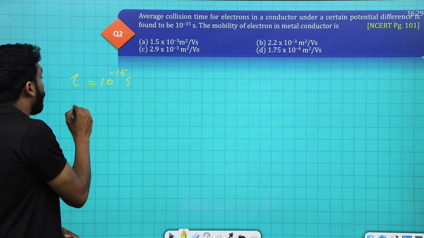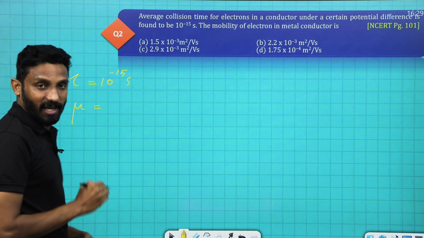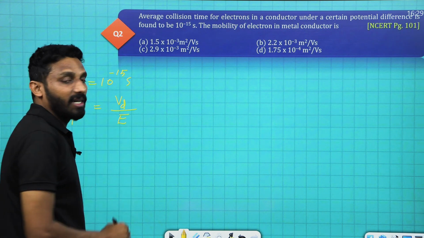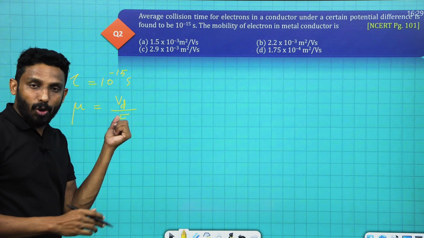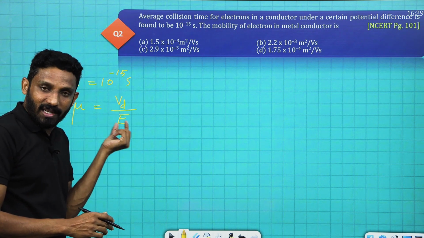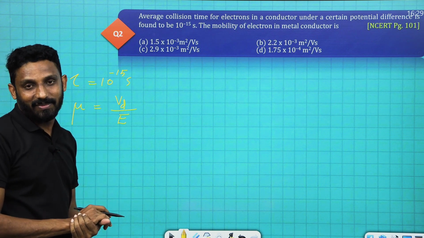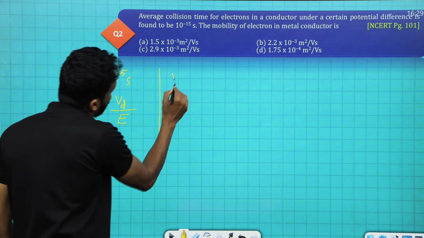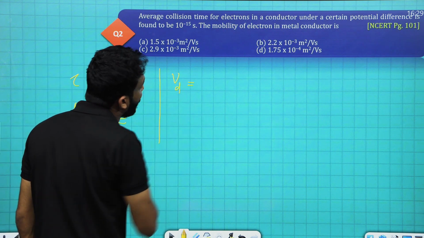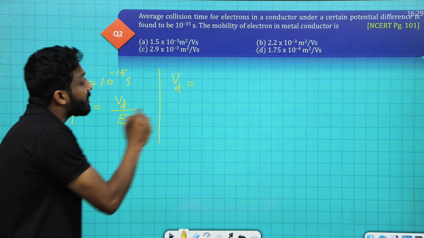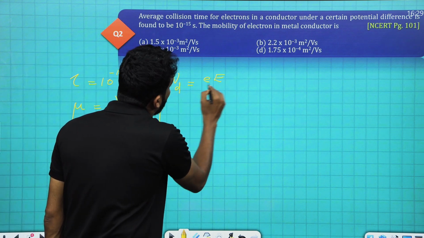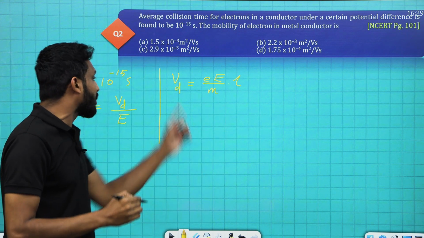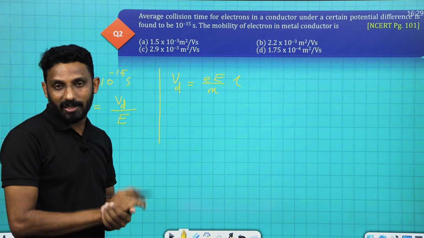Mobility, you know, mu, is defined as the drift speed v_d divided by the value of electric field intensity in the conductor. The ratio of drift speed to the electric field intensity is called mobility. Now we have the equation of drift speed: drift speed v_d is equal to E by m into tau. This is a basic equation connecting drift speed, field intensity and relaxation time.